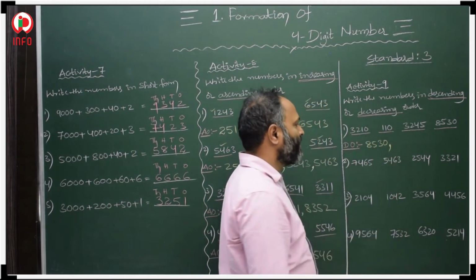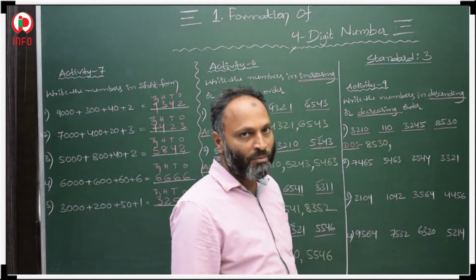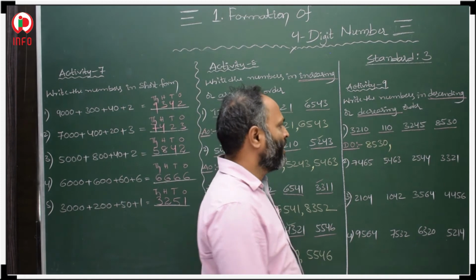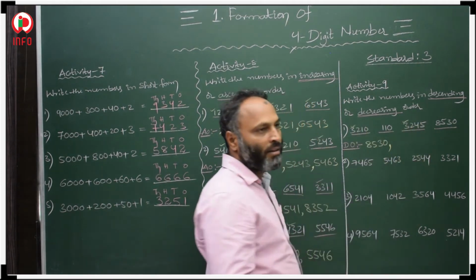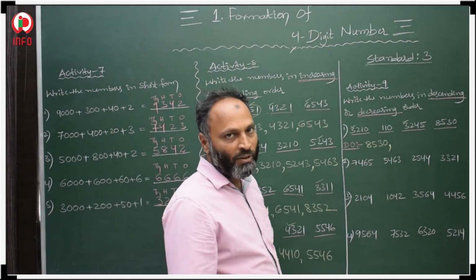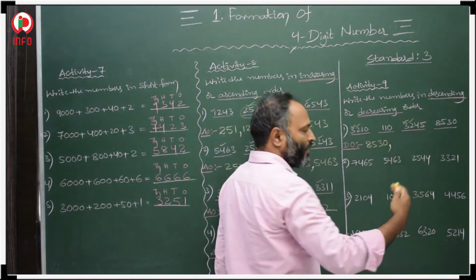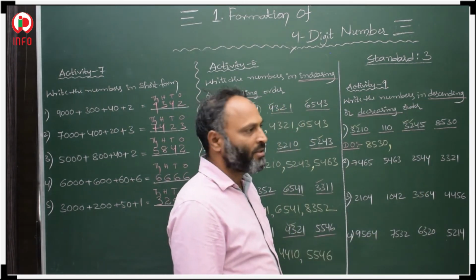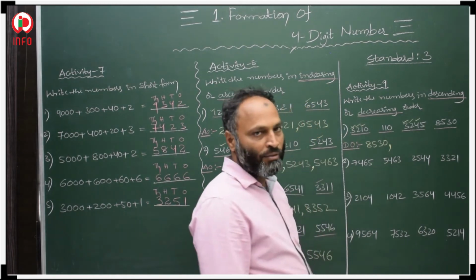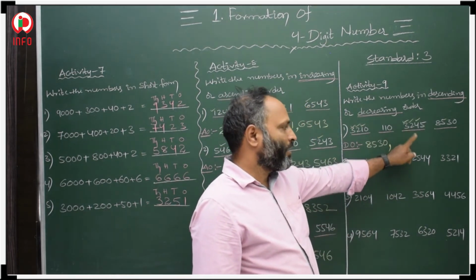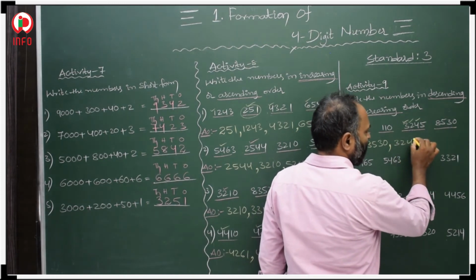Next, smaller than this is 3000. We have two such numbers with 3000. To decide which one is bigger, again we go for hundreds place. Here 200, here also 200. Again we go for tens place. In tens place 1 is there and in tens place 4 is there. 1 and 4, 4 is bigger. So we have to take 33,245.